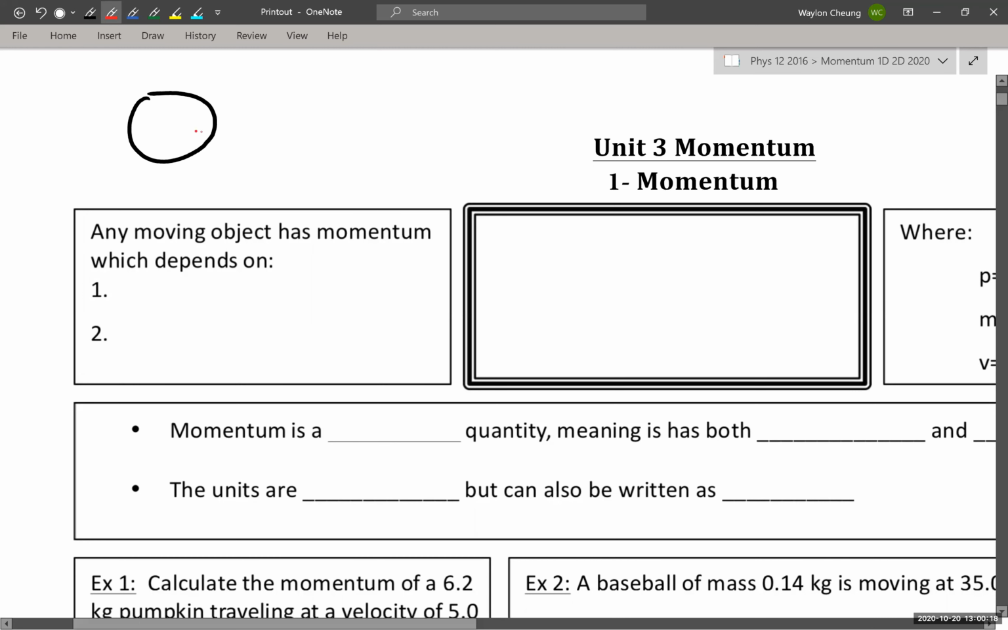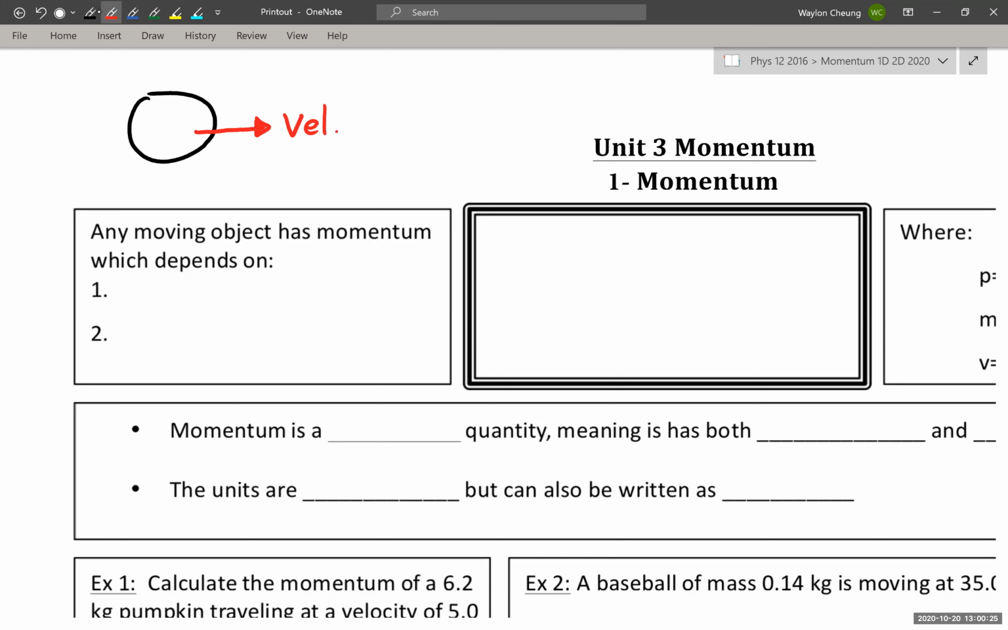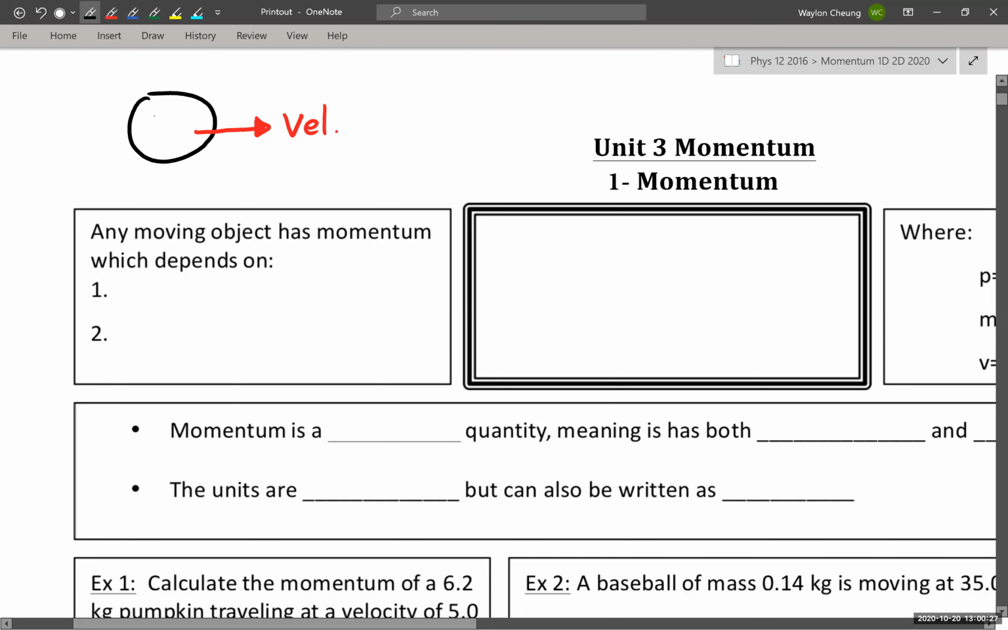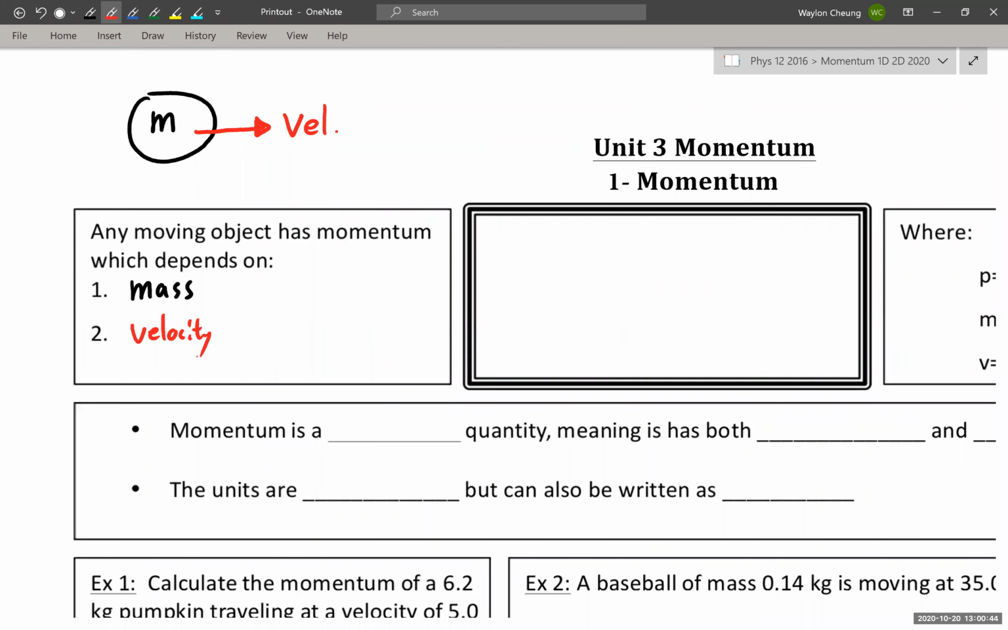Now, when an object is moving, it has a speed, a velocity. And the object itself also has something on its own, the mass. So it turns out momentum is a quantity that depends on mass and velocity. And that's it. Any moving object has momentum depending only on two things, mass and velocity.